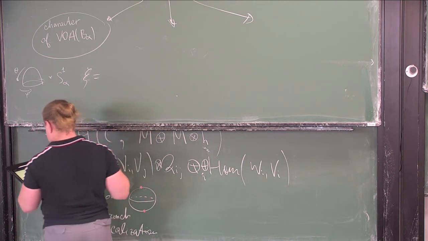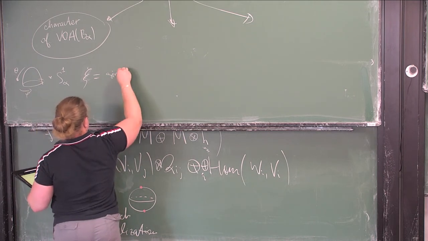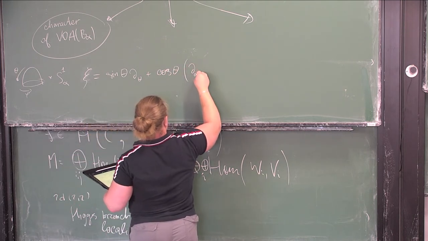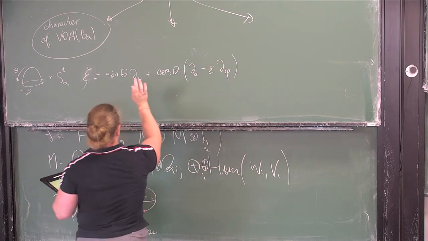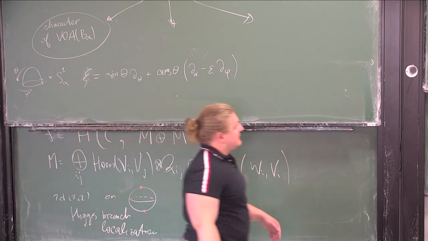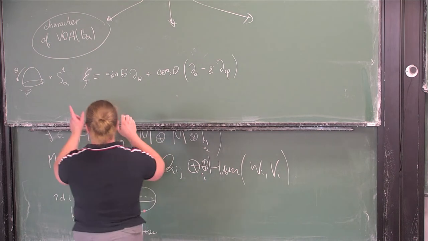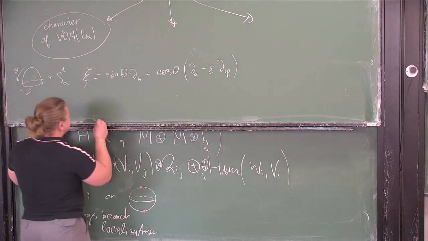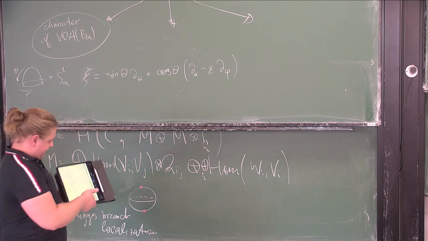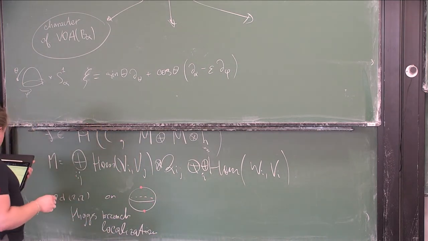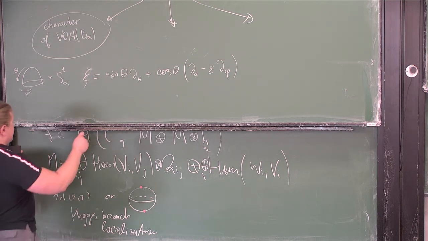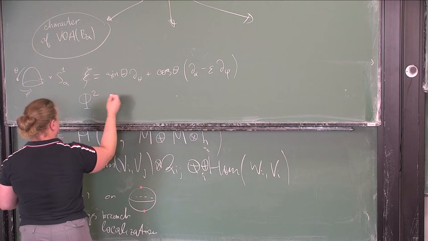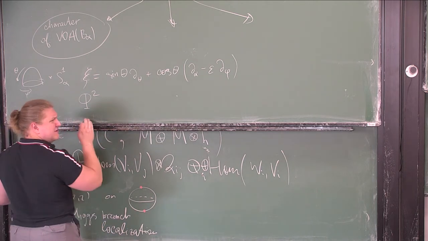Which is, for the round sphere, it's just going to be sine theta d theta plus cosine theta d alpha minus epsilon d phi. Here, this epsilon is the parameter. Basically, it tells you that when you go around S1, you rotate the hemisphere by an angle epsilon, or maybe 2 pi epsilon. And then there also exists a complex structure, let me call it phi, on the transversal directions, such that phi squared is, let me skip this. Sorry.